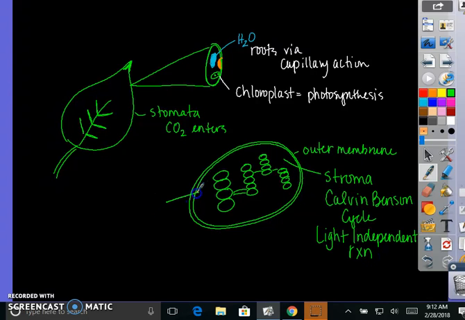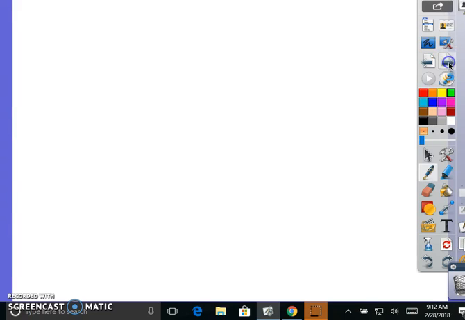Then these little stacks of these little discs are called thylakoids. The thylakoid is surrounded by a membrane, and that is the place that photosynthesis takes place. Of course they're going to be green in color because they contain chlorophyll. So now we're looking at the basic parts and anatomy of photosynthesis. Let's get into the differences between light-dependent and light-independent reactions.